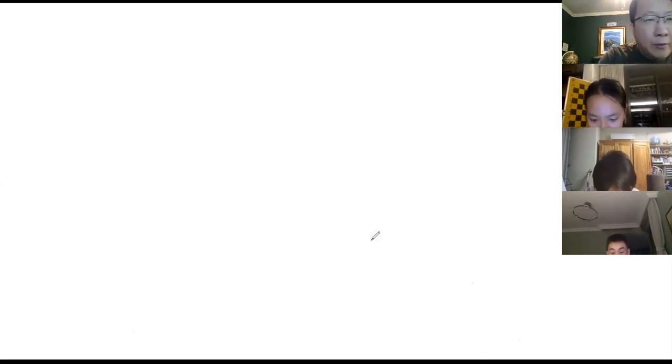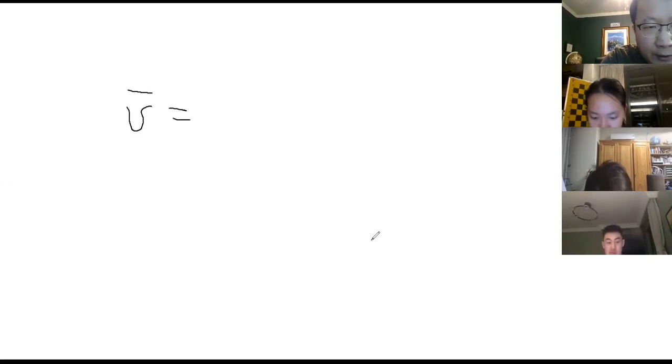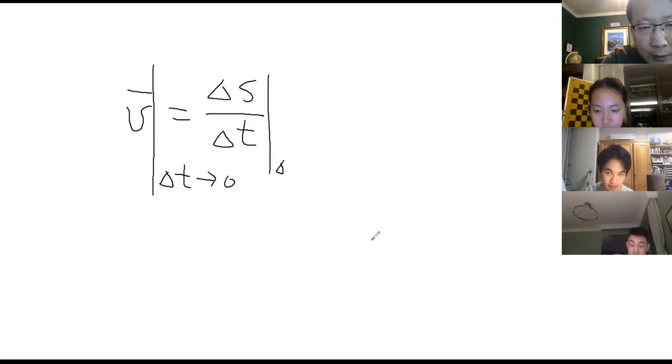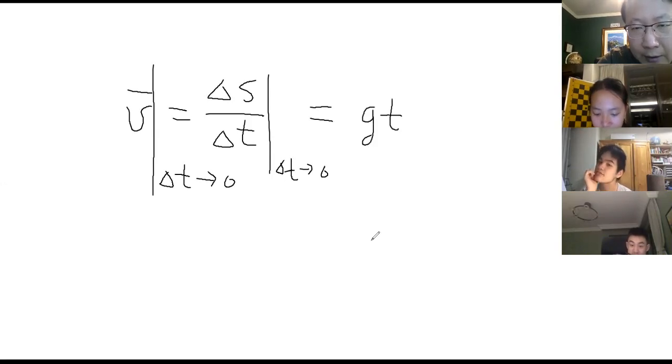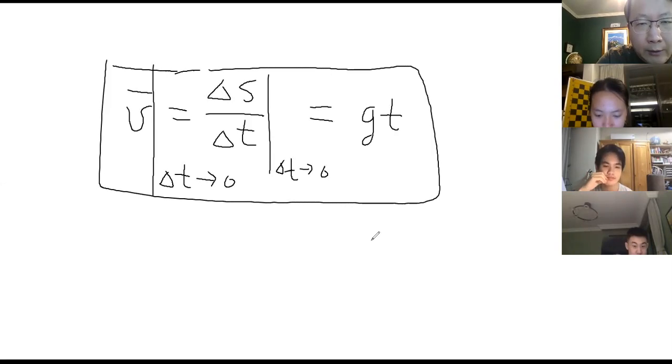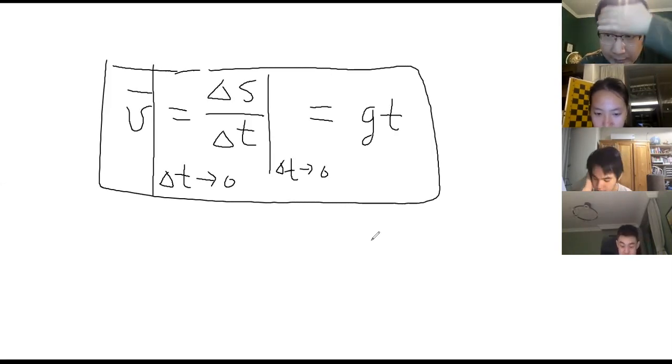So we rewrite it just to confirm. This is called average velocity: average distance traveled divided by average time. However, when I use delta t approaching 0, called the limit, we get the result gt, or gt0, whatever the t is, correct? This is the formula we derived.